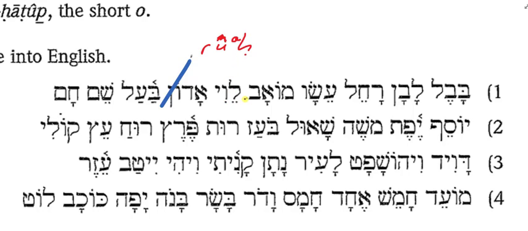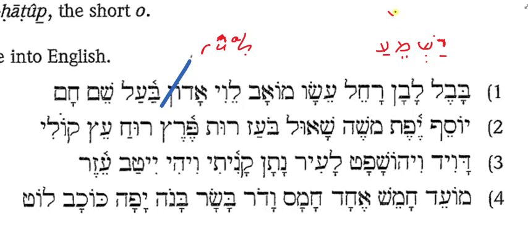All right. Now, let me see. Are there any other examples of a furtive pathak here? Yeah, I don't see any more here. If you were to see something like this, okay. How would we transliterate that?